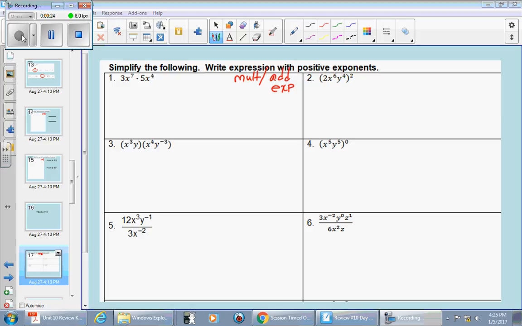So we'll have 3 times 5. I'm going to write the x's out long, and x to the 7 plus 4. So it ends up being 15x to the 11th.